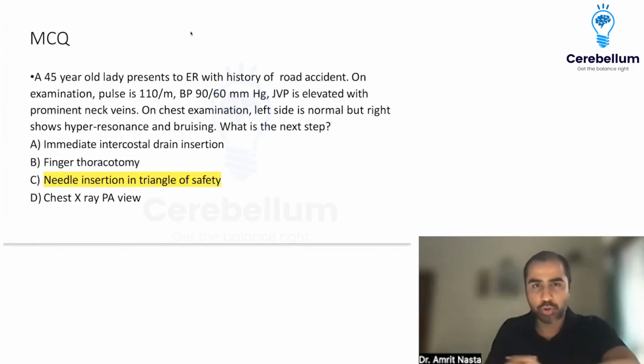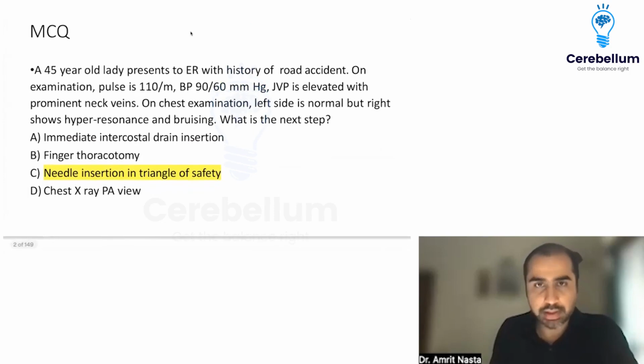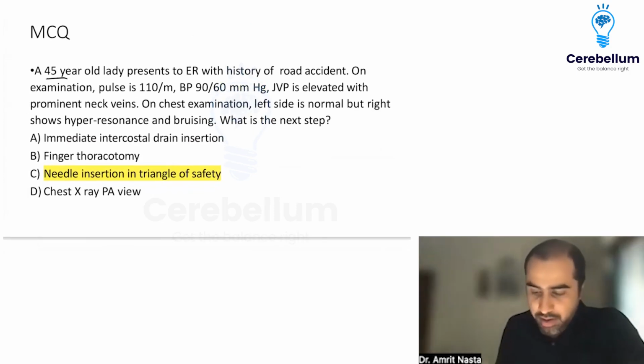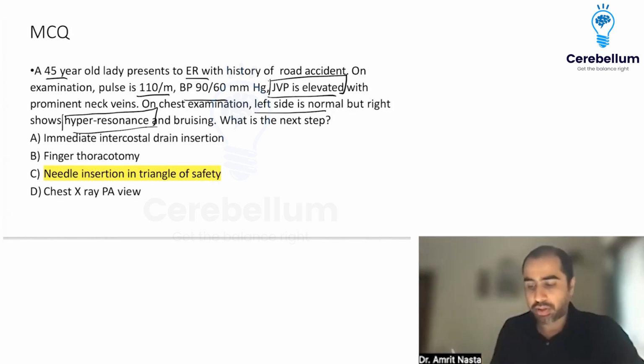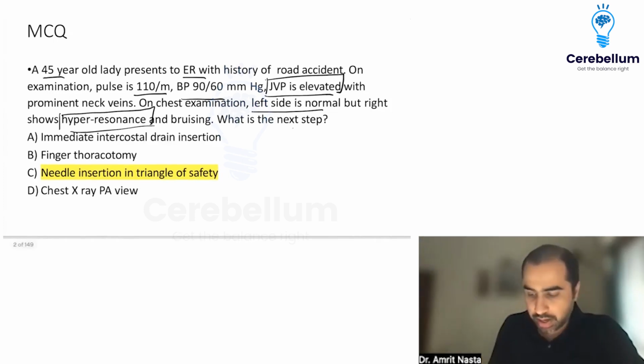Most of the questions you should be knowing by yourself. So let's start. So 45-year-old lady presents to the ER with RTA. Pulse is high, BP is low, JVP is elevated. Left side is normal, but right side shows hyperresonance. What is the next step? So what is your diagnosis here? Diagnosis here is tension pneumothorax. Why tension pneumothorax? Low blood pressure, high JVP, and hyperresonance, correct?